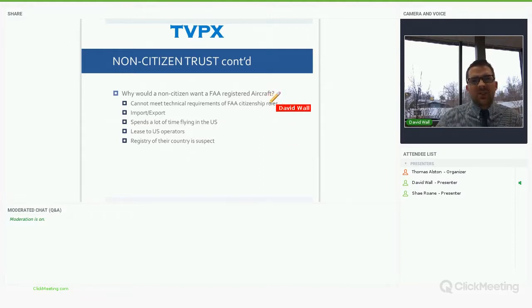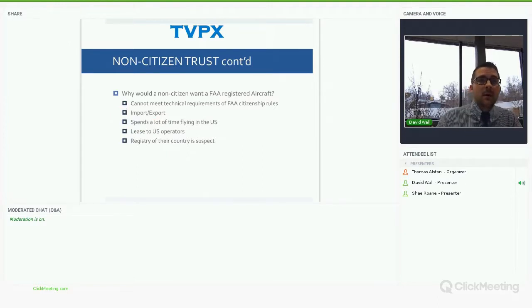As I put on here, as we just discussed, they can't meet the technical requirements of the FAA citizenship rules. The next one is import-export. In a lot of situations, we have a foreign purchaser buying an aircraft here in the U.S. As soon as the aircraft is purchased, you have to change the registration. But as a foreign purchaser, they cannot register the aircraft in the U.S. So a lot of times they'll turn to a short-term trust where they'll put it in trust until they can export it to the country where they're going. If they're a German purchaser, they'll put it in trust short-term until they can fly it over to Germany, export the aircraft, deregister it with the FAA, and then they can register with the German CAA.